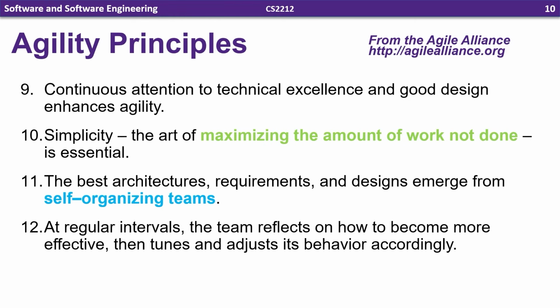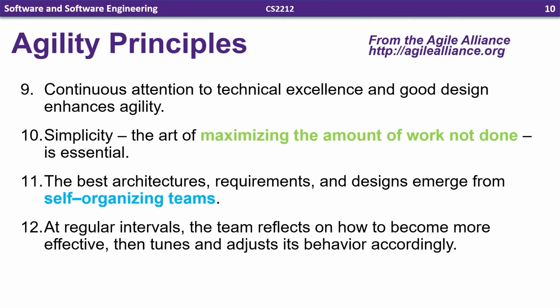Number 11, the best architecture, requirements, and designs emerge from self-organized teams. And number 12, at regular intervals, the team reflects on how to become more effective and tunes and adjusts its behavior accordingly. And that's the whole idea behind continuous improvement. After we've gone through a cycle or we've completed a project, we want to take time to look back at it and see what we did well, what we did wrong, and try to improve it next time.